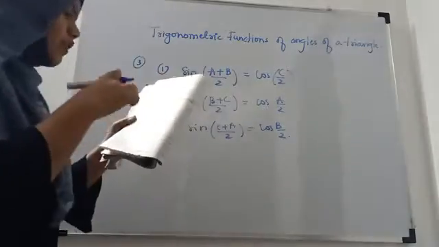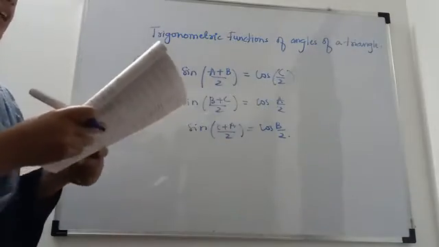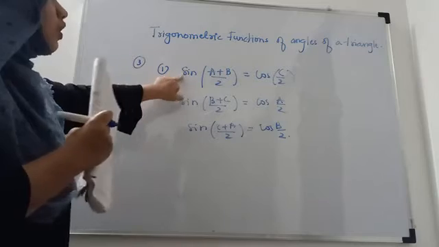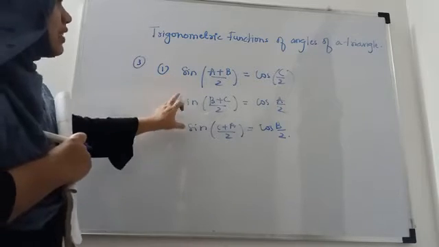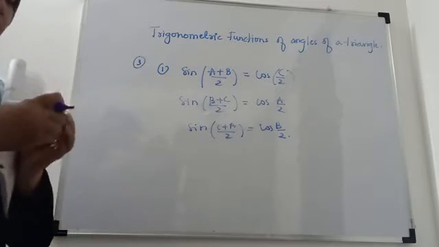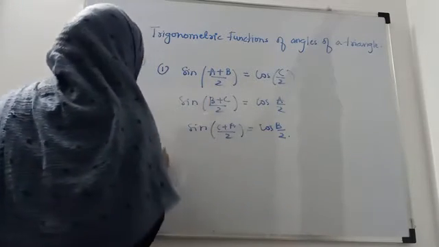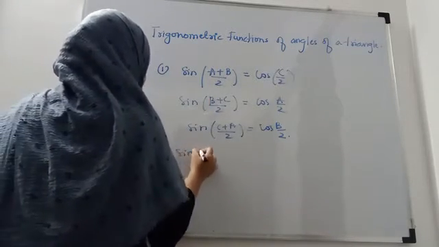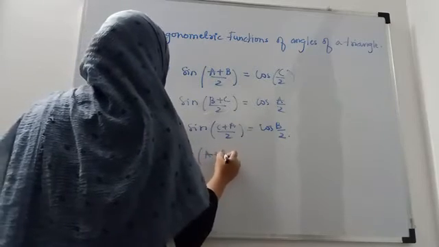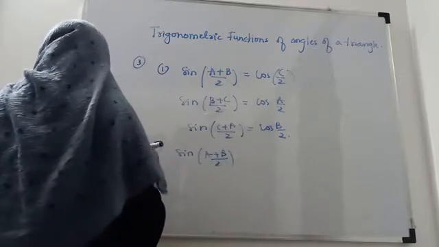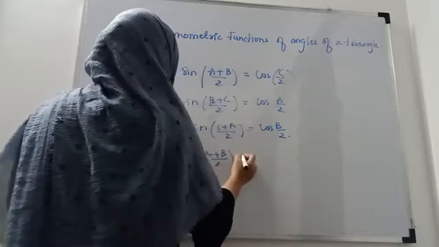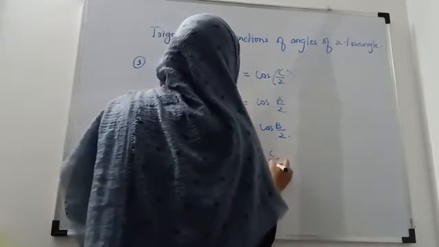So we do have the proof of this. We'll try to solve a proof for this first one, and the second one has the same type of proof, so that is for your homework. We'll try to solve only the first one. So what is sin of (A plus B) upon 2? This is your LHS. We have to show it is equal to cos C upon 2.